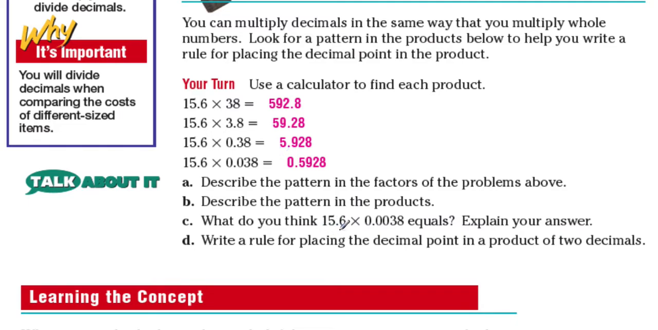So if we want to predict what 15.6 times 0.0038 would be, you would notice that the answer would be 0.05928. The explanation for this is that we moved the decimal one more space to the left in the factor. That means we need to move the decimal one space to the left in the product, and that's the reason why we are going to get 0.05928.